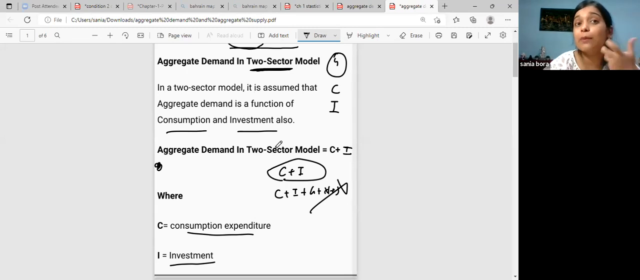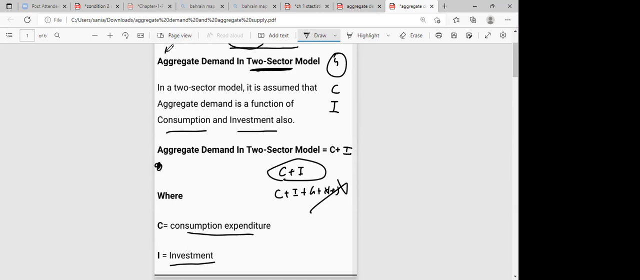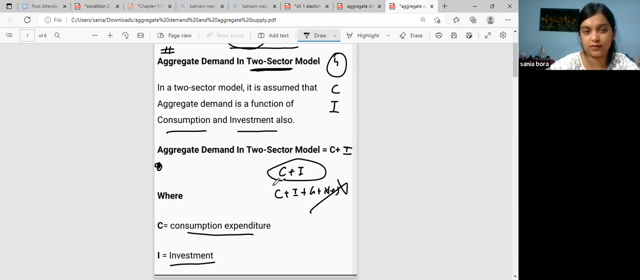If I ask you what are the components of aggregate demand in general, you will say, ma'am, four components. But if I ask you what are the components of aggregate demand in two sector model, you will say, ma'am, only C and I, where C is the private consumption expenditure and I is investment. Clear? Yes, ma'am. Okay, so you can write down hashtag aggregate demand in two sector model and the entire thing.